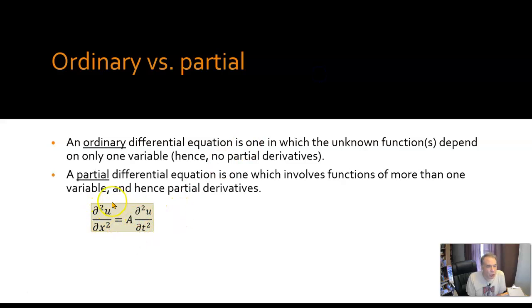Here's an example of a partial differential equation. See these funny looking d's? Those are the symbols for partial derivatives. So this says that the second partial derivative of u with respect to x is equal to a times the second partial derivative of u with respect to t. So here, u would be a function of two other variables, x and t. And when you've got a function that depends on more than one variable, you can't just have the derivative of that function, but you can have the partial derivative with respect to one or the other of those variables.